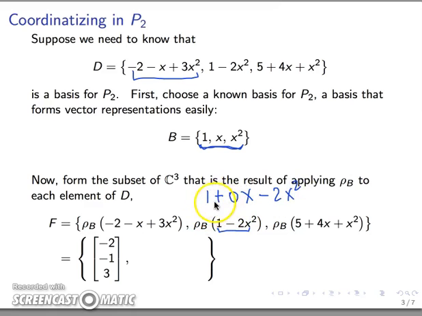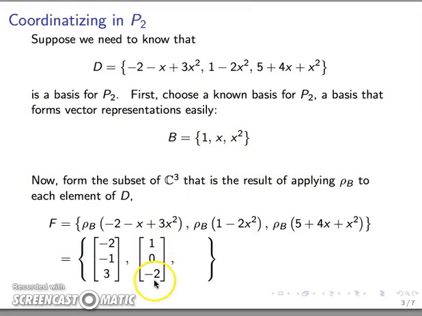Here we're going to have coefficients 1, 0, and -2, and those are precisely the coefficients that we store in the second column. The next object here, 5 plus 4x plus x squared, is going to have a vector representation with numbers 5, 4, and 1. What comes next is to take these three columns, form a matrix, and find out whether or not these three columns are linearly independent.